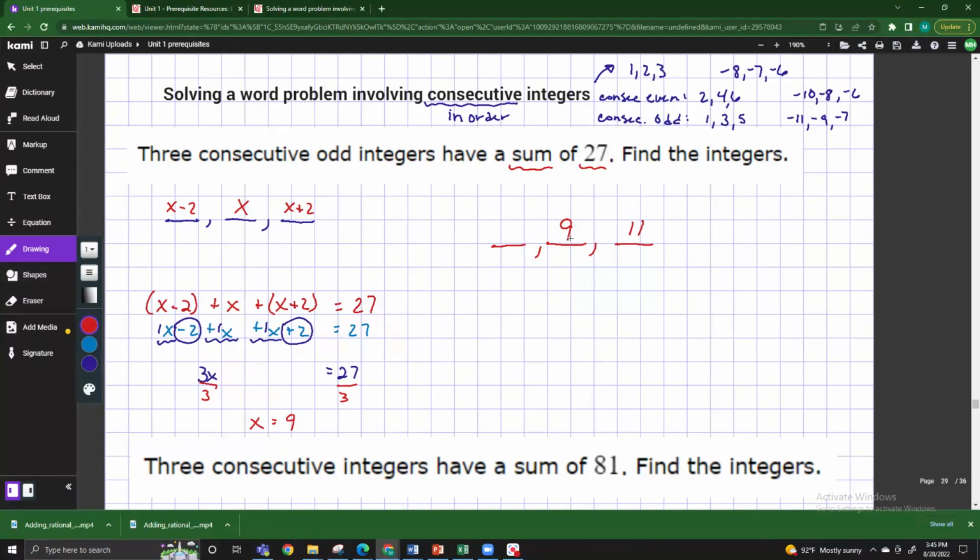And the odd number before 9 will be 7. And if I add them all up, I still get 27. So this is how I solve them. I find it a little easier to do it this way. I do shortcut it quite a bit.